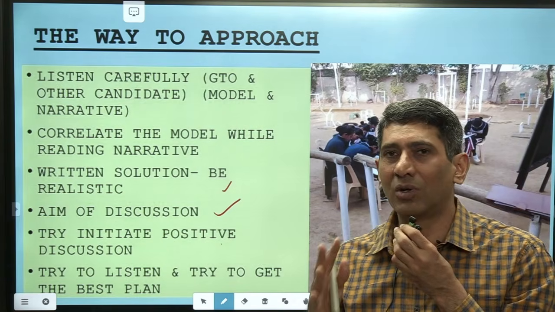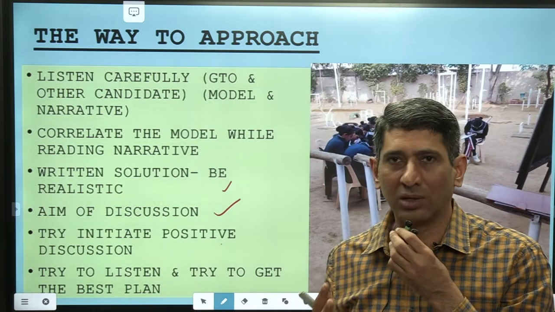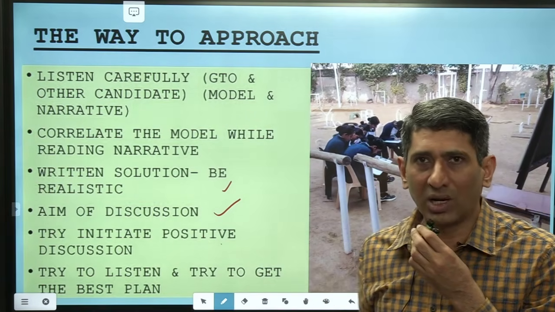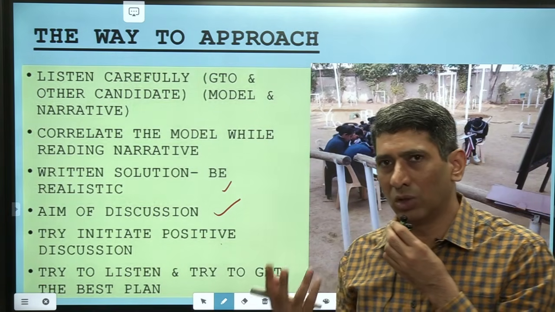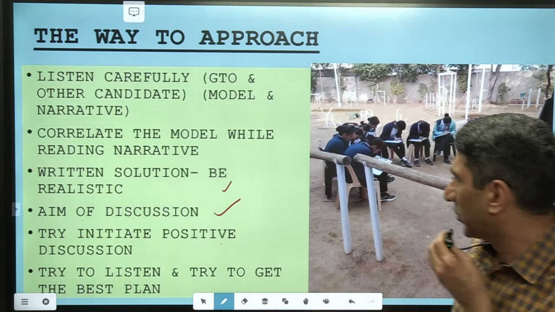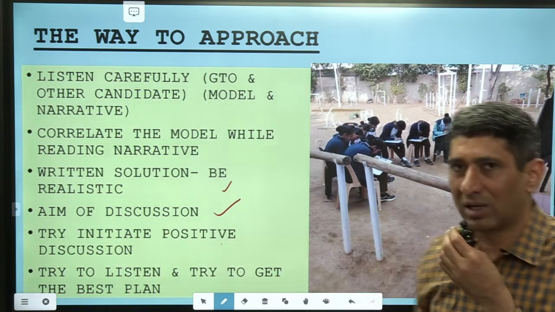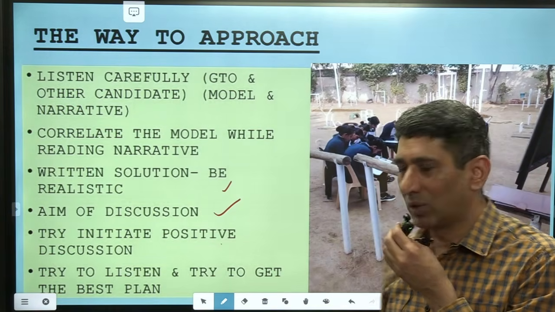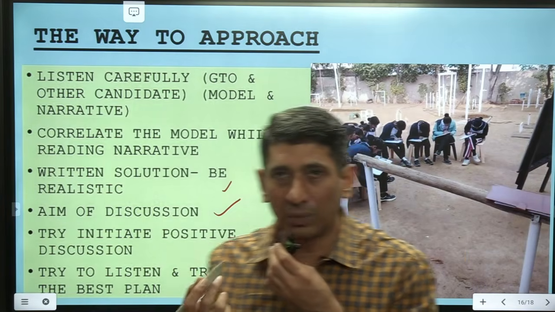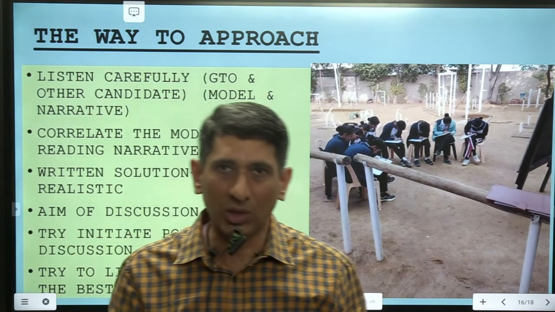So there is a principle called free association which is attributed to this task. So you are free to initiate, or you want to be among the first few speakers. There is nothing wrong. In fact, it is good that way. Okay. And try to listen and try to get the best plan. Getting the best plan and your contribution to get the best plan will be noticed.